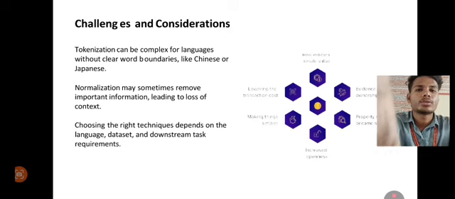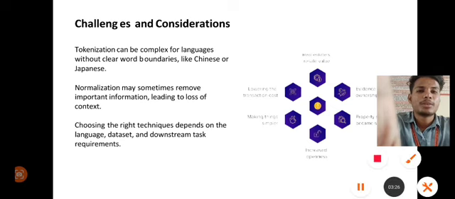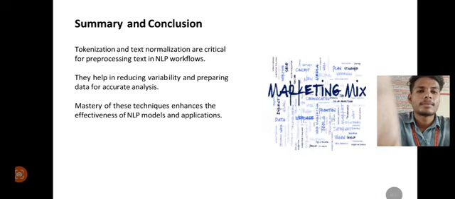The next slide goes to challenges and considerations. Tokenization can be complex for languages without clear word boundaries like Chinese or Japanese. Normalization may sometimes remove important information, leading to loss of context. Choosing the right techniques depends on the language, dataset, and downstream task requirements.